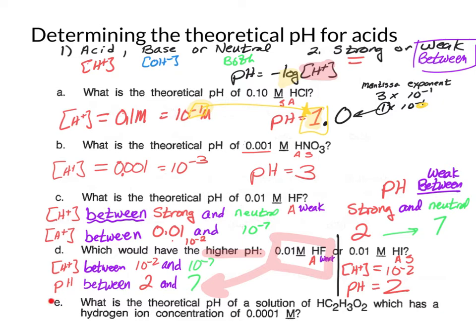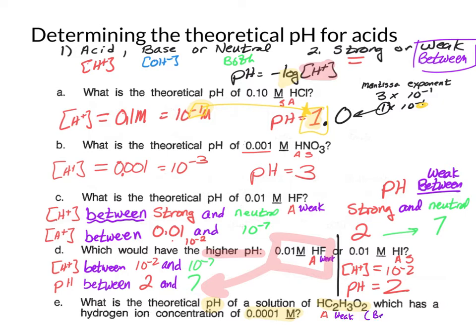And finally, let's look at letter E. This one's a little bit tricky because the way it's worded, it is a little bit different. It says, what is the theoretical pH of a solution of hydrogen acetate which has a hydrogen ion concentration of 0.0001 molar? Now, the reason this one's tricky is I asked you to look to see if it is an acid, a base, or neutral. And again, you would say it was an acid. And then I say look to see if it's a weak acid, and this one is a weak acid.